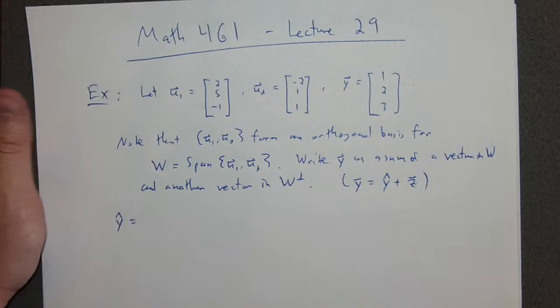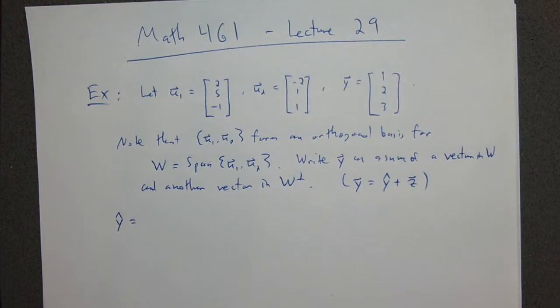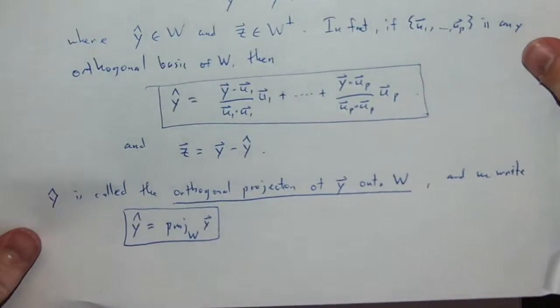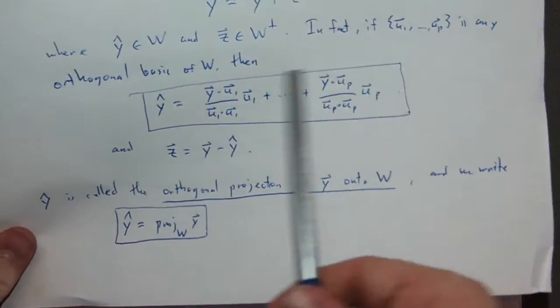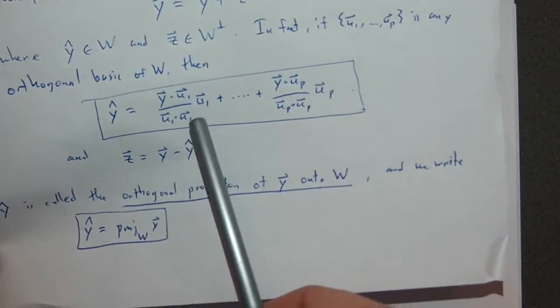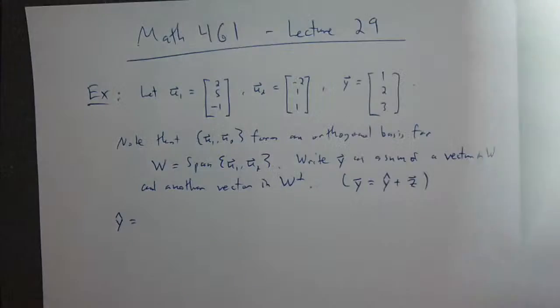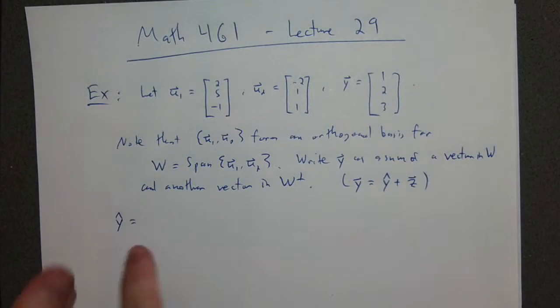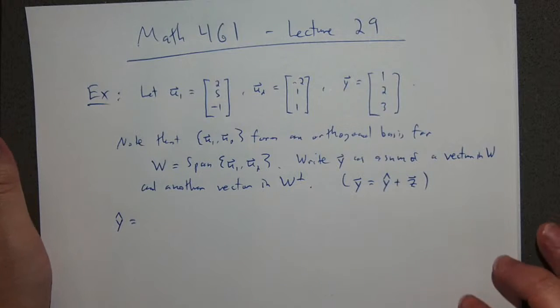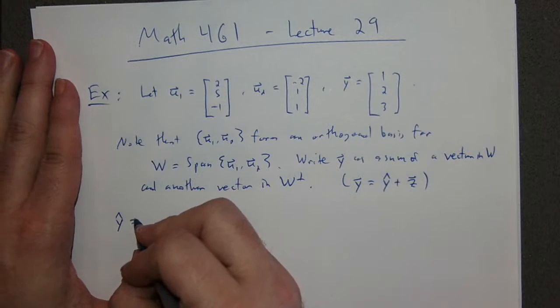But by the orthogonal decomposition theorem, just flashing it on the screen for a second again. There it is. By the orthogonal decomposition theorem, we know exactly what y hat is. Now here I only have u1 and u2, so there's only two terms in that orthogonal decomposition. So to see what those two terms are, I'm just going to write this out fully.